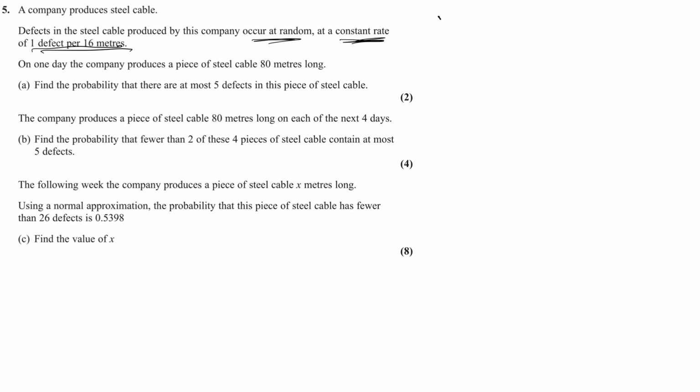So first thing I want to do, 80 divided by 16, yeah? So on average, I would expect there to be 5 defects. So that would give me, Poisson is like this distribution, where Poisson, lambda is 5. Couldn't think of the name of it there. So find the probability that there are at most 5 defects. So at most 5 defects would be less than or equal to 5.